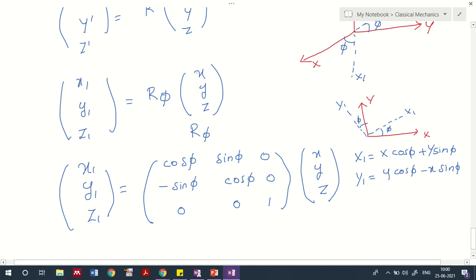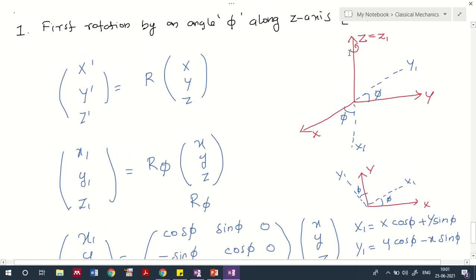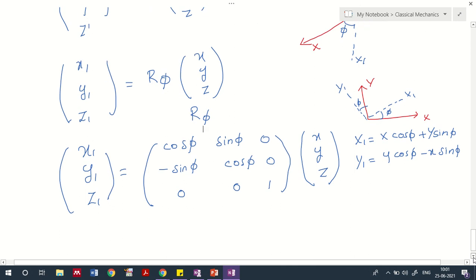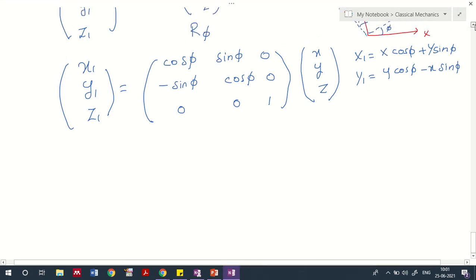And this phi is actually the precession angle, because it is just precessing about the z axis, the axis of rotation, just as we know from Larmor precession, which you have already studied. So it is only precessing the rotation along the z axis, so there is no change along the z axis. That will be treated as z is equal to z1. And the phi is called the precession angle here.